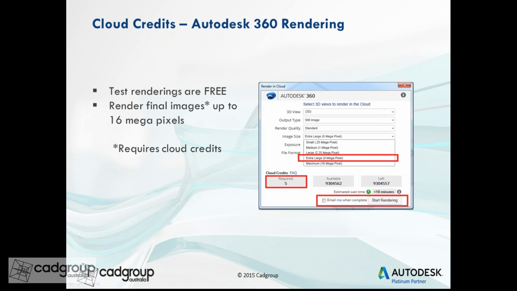If you look at my slide, if I select 9 megapixels, the cloud credit required is 5. What I have is 930,000 cloud credits, which is massive for me. To be honest, I'm one of the luckiest resellers to have this many cloud credits. You may have less, but just a quick rundown.